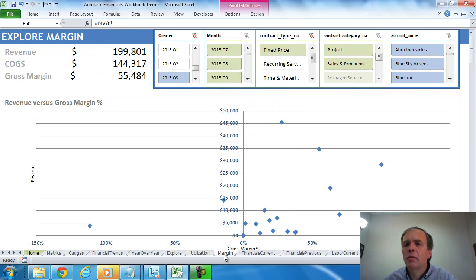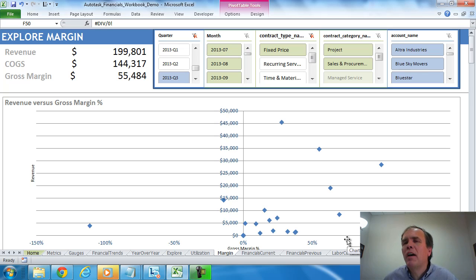The next Explorer screen is a margin screen, and what this is about is drilling in and taking a look at, either on a per account basis, but probably more on a contract basis, where are you making the most money? So what this does is this presents an axis that shows you revenue, but correspondingly shows you the gross margin percentage. Gross margin percentage is the amount of money that you, as a percentage, had left over from the revenue.